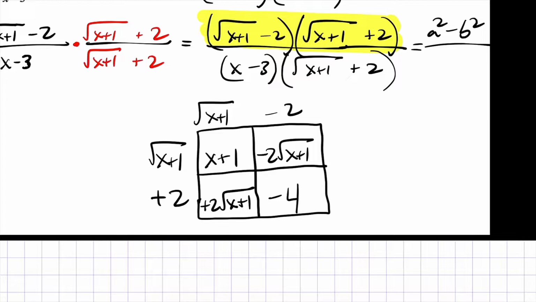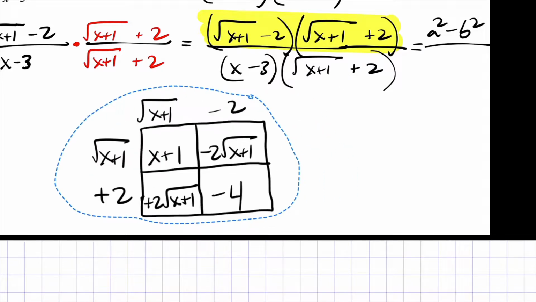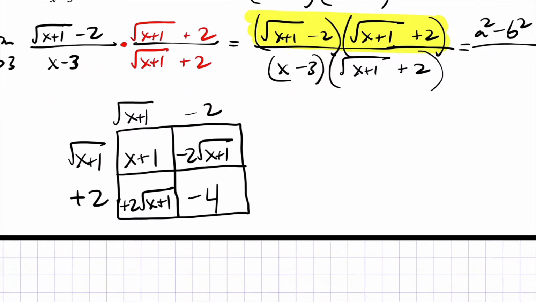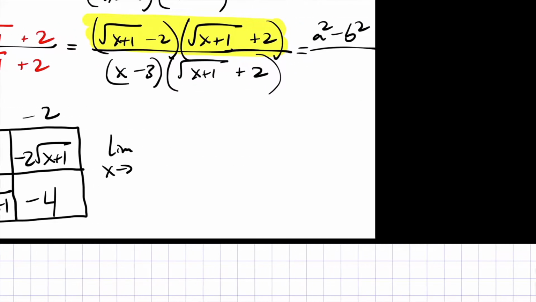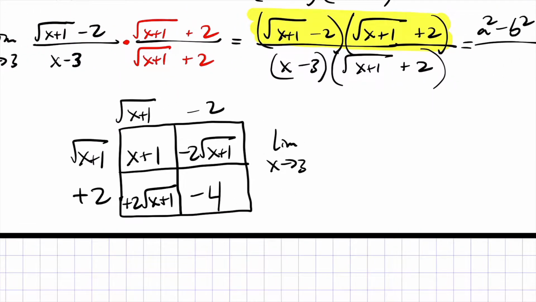Okay. Now let me combine like terms here. Move this over here. So when I combine like terms, the limit as x approaches 3. I have x, just one x by itself, so I put an x. And then I have a plus 1 here and a minus 4 here. So when I combine those two, I'm going to get x minus 3.